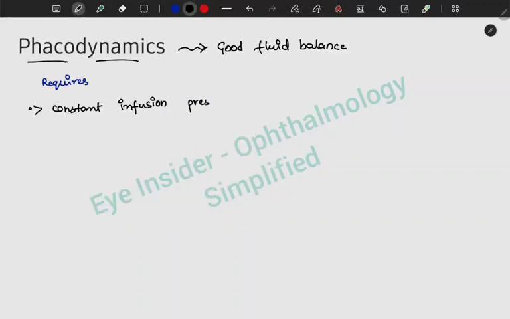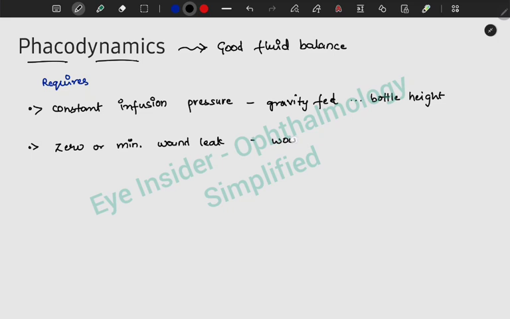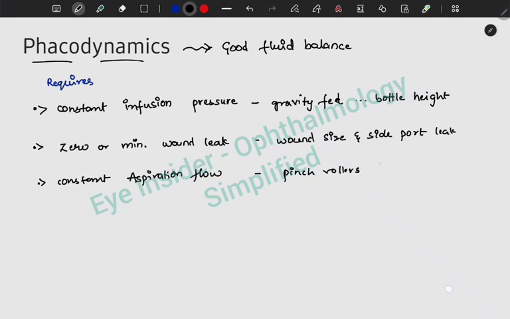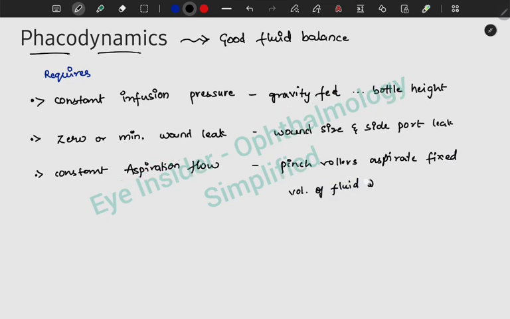That is infusion pressure. This infusion pressure is dependent upon the source of the infusion, that is the bottle height, which is gravity fed. Then we have zero or minimal wound leak. There should be minimal wound leak, and this in turn depends upon the wound size and the leak through the side port. Then we should have a constant aspiration flow, which is maintained with the help of pumps that have pinch rollers which aspirate a fixed volume of fluid with each revolution.